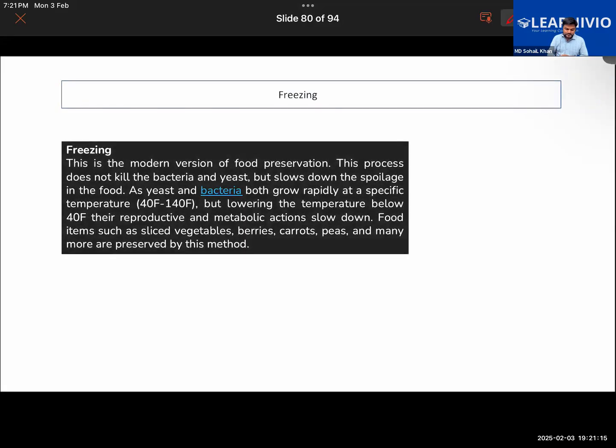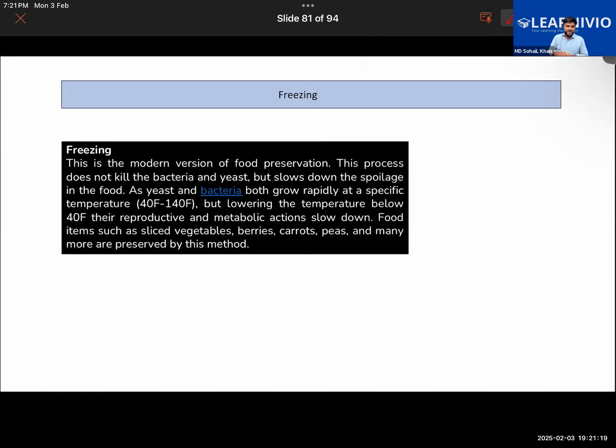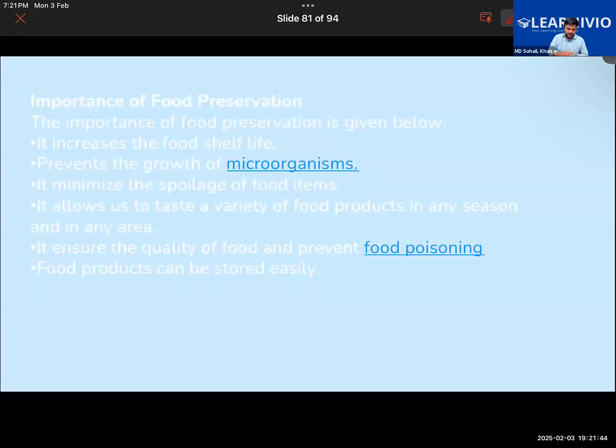As for freezing, the temperature of the food will be brought very low, like between 4 to 5 degrees Celsius or even lower than that. By lowering the temperature, the microbes will not be able to reproduce. Their metabolic activity will slow down, and hence they will not be able to grow any further or might die also. Thereby, certain food items like vegetables, berries, carrots, peas, etc., can be preserved by the method of freezing.